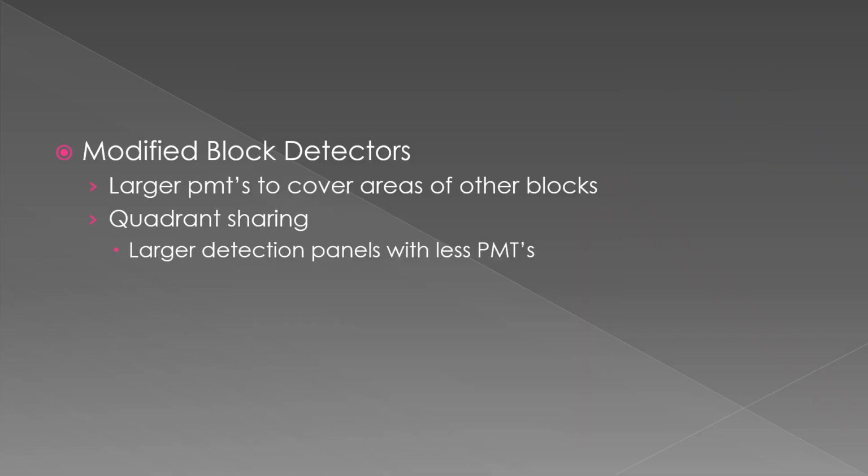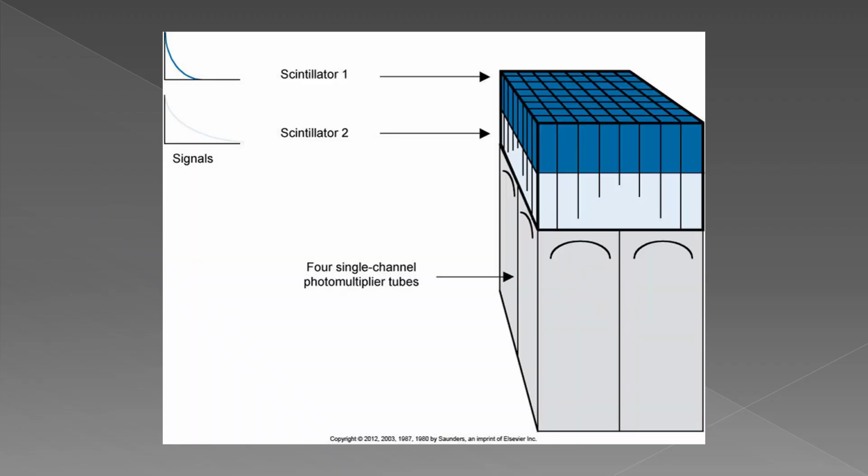A modified detector block is where you have larger PM tubes to cover areas of other blocks. This is where it doesn't line up completely, and they actually share their quadrants. You have larger detection panels with fewer PM tubes. And again, this is what it looks like. You also have where it can kind of split that. You have scintillator 1, scintillator 2. These are all the crystals up here. And then you have the PM tubes down there.